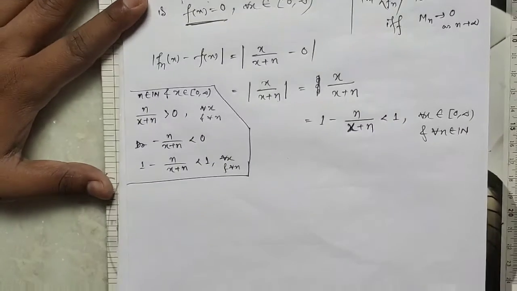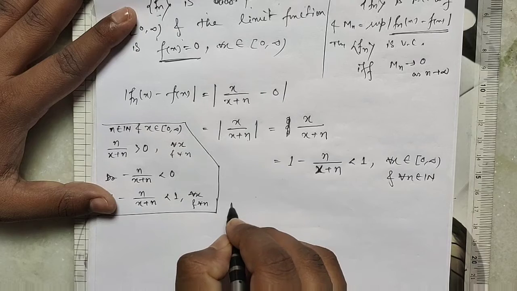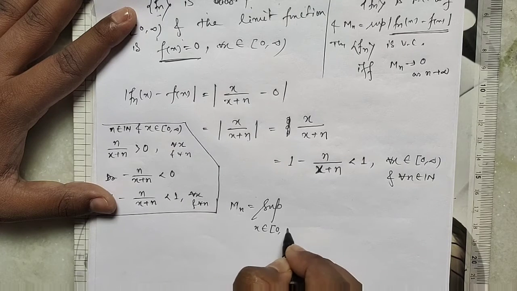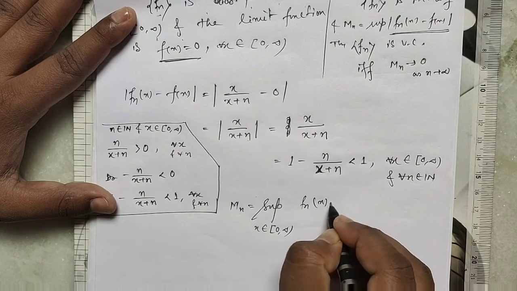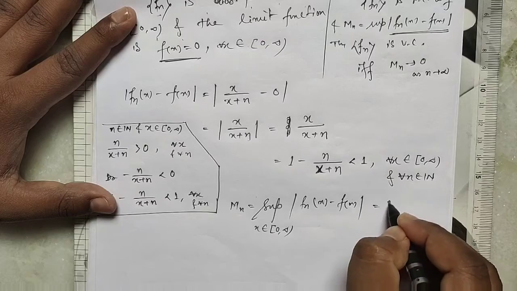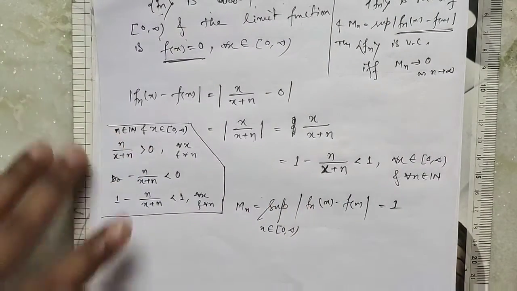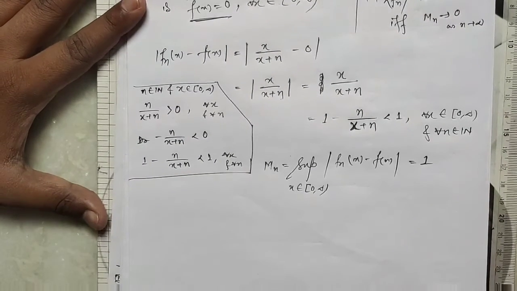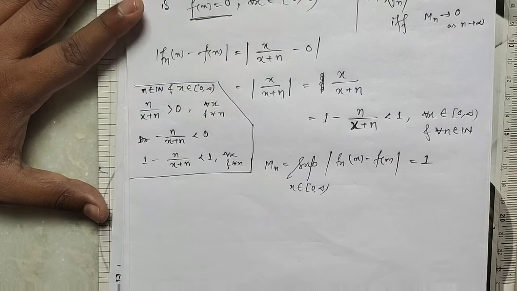Clear? Okay, and then the supremum Mn equals the supremum over x belongs to 0 to infinity of fn(x) minus f(x). This is our Mn, and this is 1 because for every n this is less than 1. So the supremum is 1.